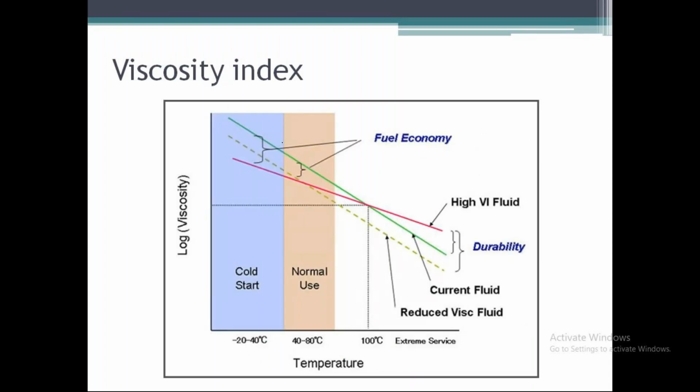You can clearly see from this picture. Here is a graph with viscosity on the y-axis and temperature on the x-axis. Suppose the current fluid you are using is this one, and suppose you are now changing to a higher viscosity index fluid, this new line here. You will have a greater amount of fuel economy compared to the previous oil because of this high viscosity index fluid. So hope this is clear.